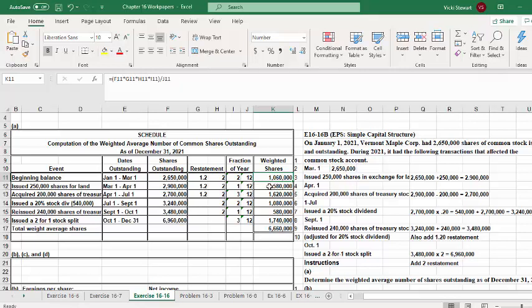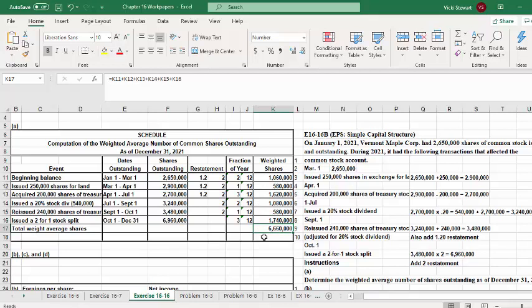And it's the same way for each one of these. You multiply the shares outstanding by the restatements, then by the fraction of the year, and then divide that by 12. And that is the same way the formulas are for each one of these. And then to get the total weighted average number of shares, you add all of these together.